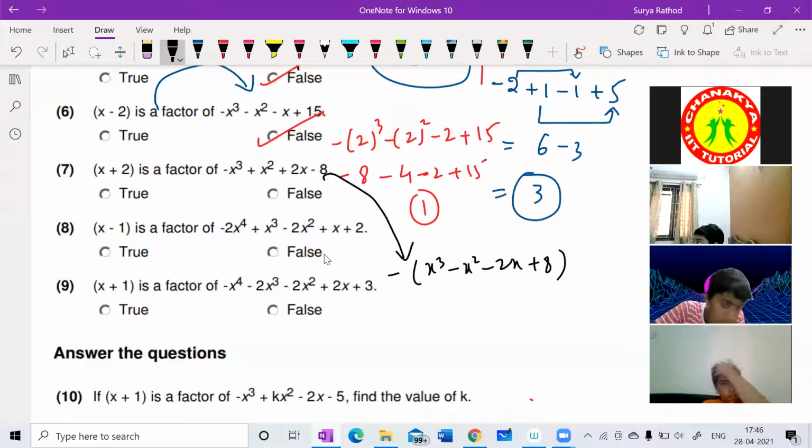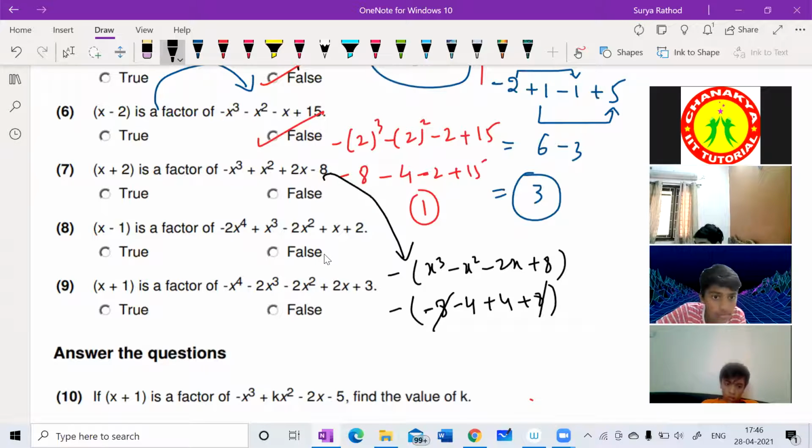So x is equal to minus 2. Substitute minus 2. If you substitute minus 2, you're going to get minus 8, so minus 4 plus 4 plus 8. So this will get cancelled to 0. So this is a true statement. The seventh one is true.